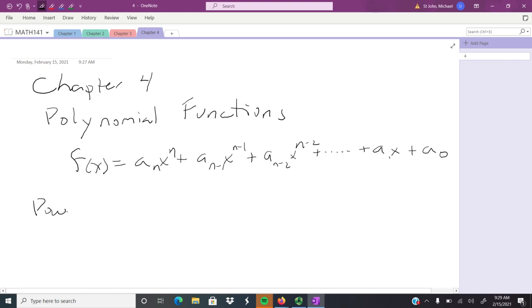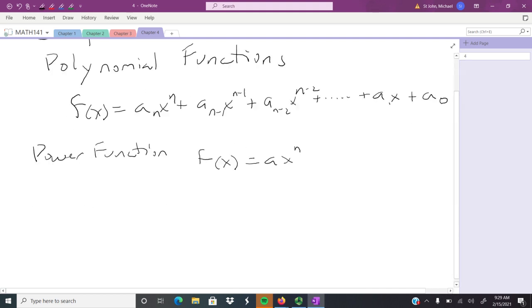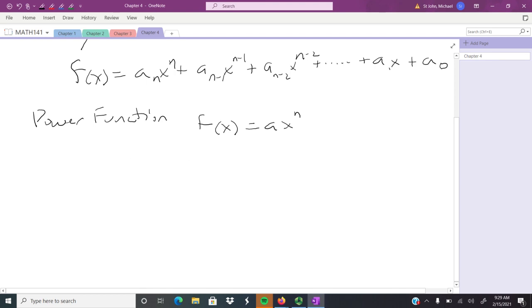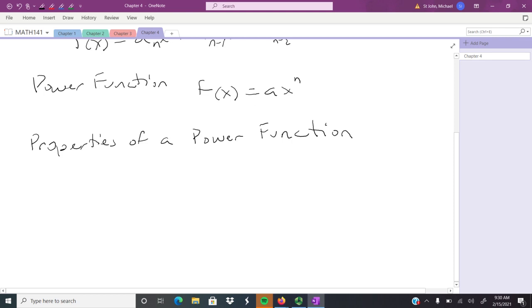Another type of function then is a power function, which is in the form of a x to the n. Right? So some various properties of a power function. And so the properties depend on the n. So if n is even, you get one set of properties, and if n is odd, a different set.